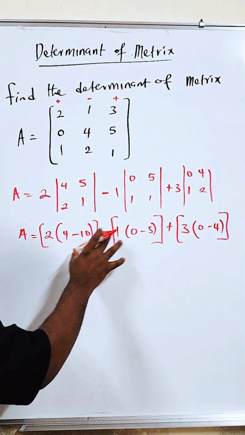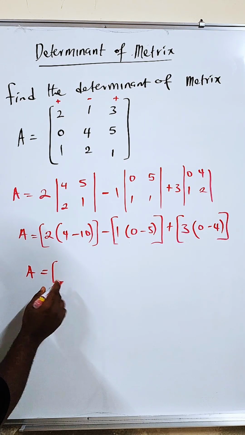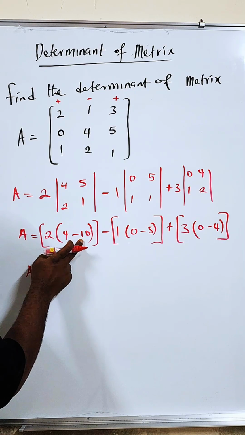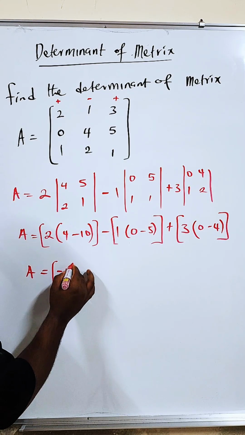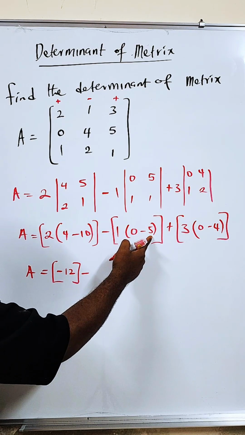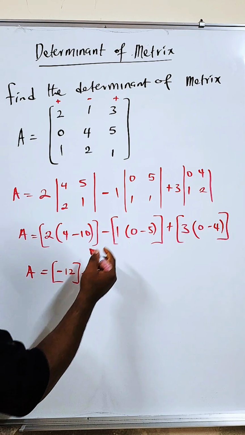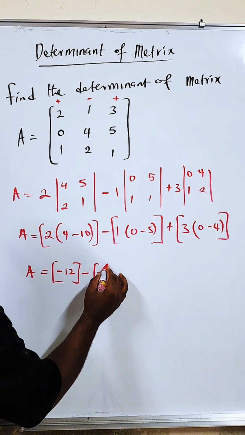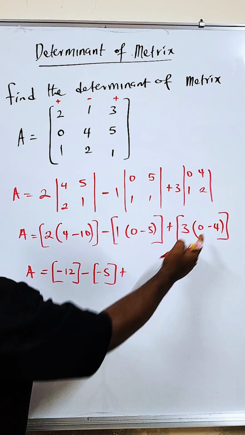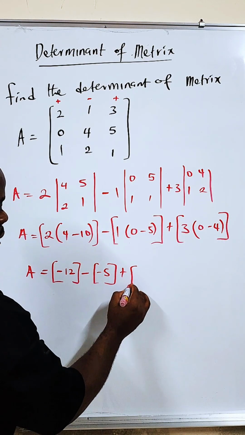Then what we have to do is to simplify everything inside the bracket. So A will now be equal to 4 minus 10 is negative 6. Negative 6 times 2 will give you negative 12. So we have minus, 0 minus 5 is going to give you negative 5. Negative 5 times 1 will still give you negative 5. Then plus, 0 minus 4 is going to give you negative 4. Negative 4 times 3 will give you negative 12.